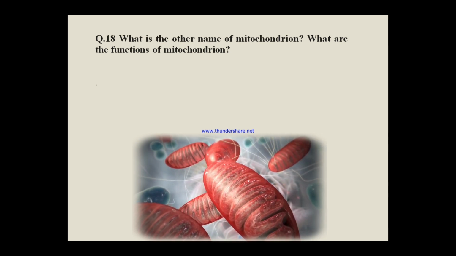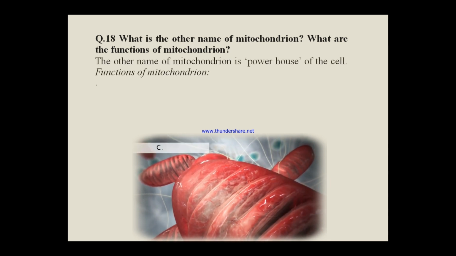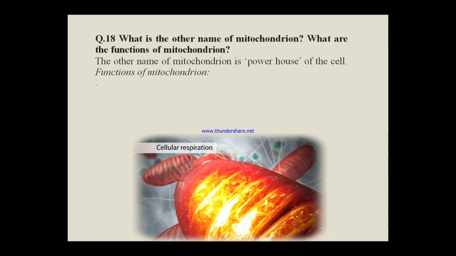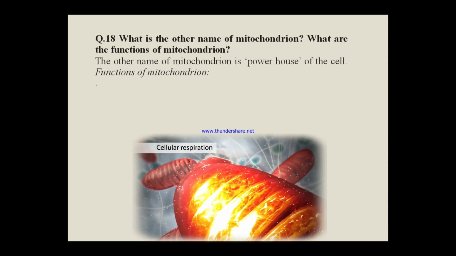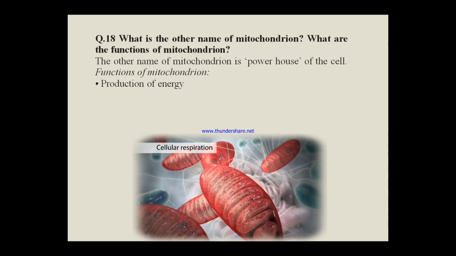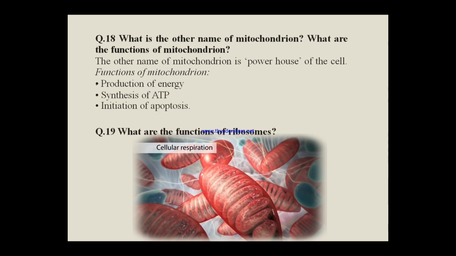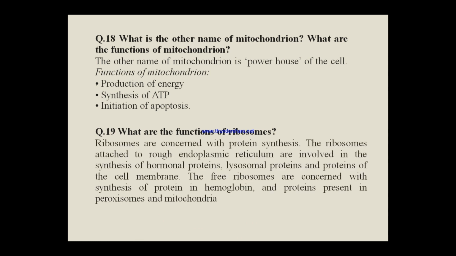What is the other name of mitochondria, and what are the functions of mitochondria? The other name of mitochondria is powerhouse of the cell. And the functions of mitochondria are production of energy, for which it is known, synthesis of ATP, and initiation of apoptosis. Next, do you know what are the functions of ribosomes?